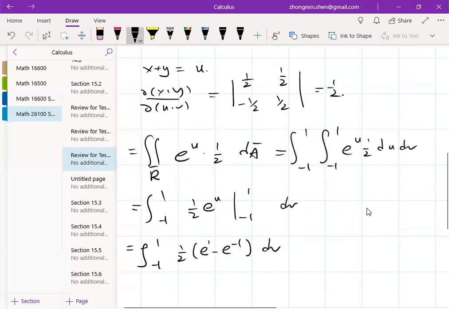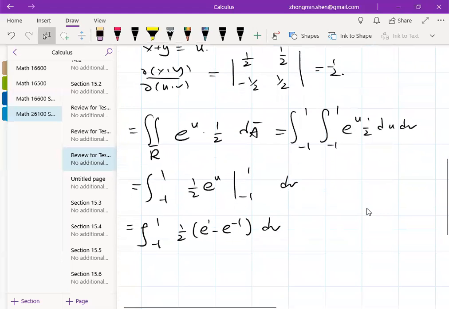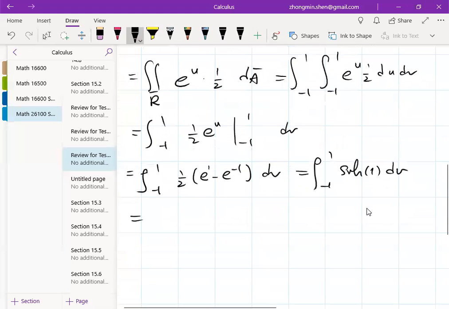This is a constant. Actually, this is hyperbolic sine 1, right? So you can simply write it as hyperbolic sine 1 dv. But this is a constant, so take it out, and you get 2 times that. Okay? So this is the value.